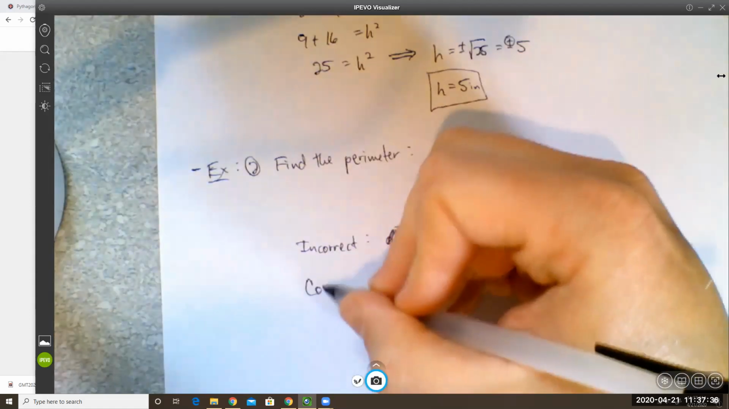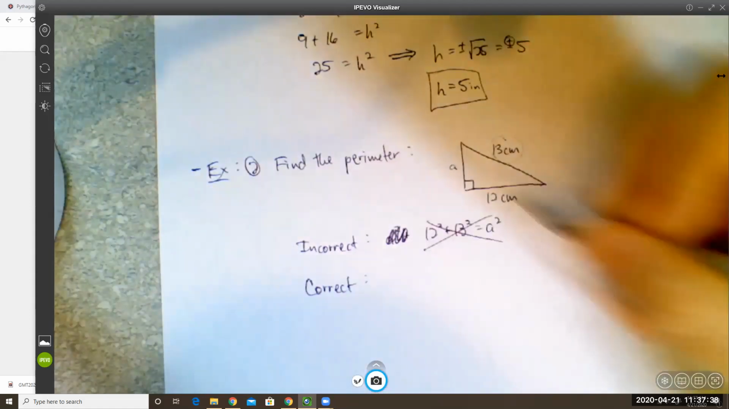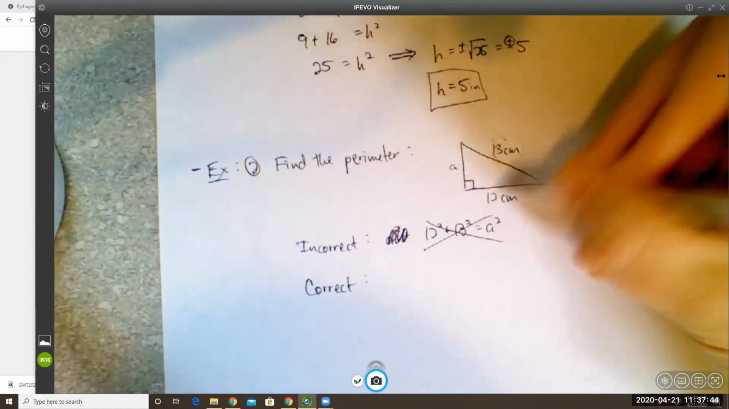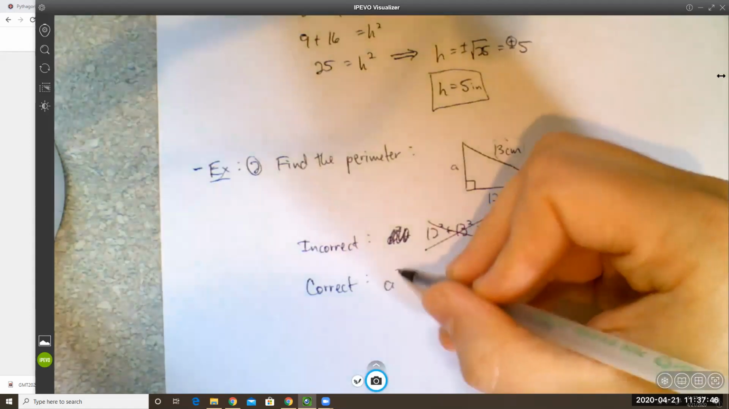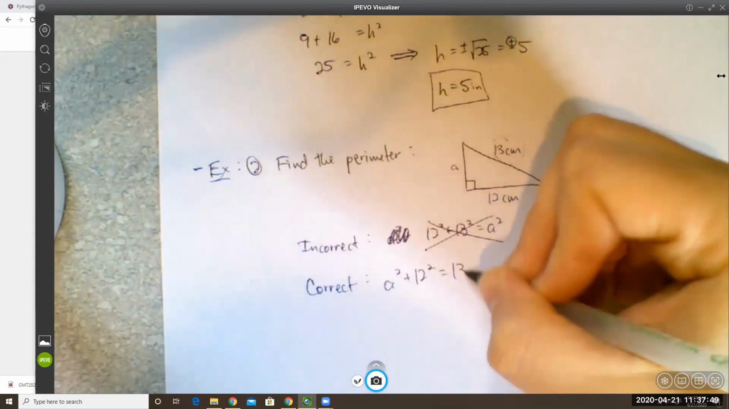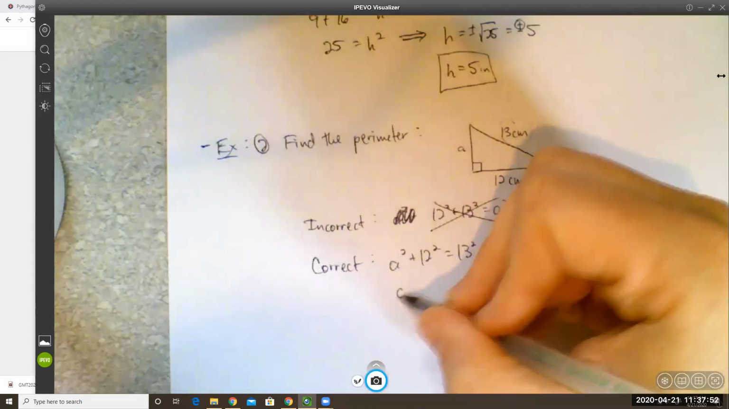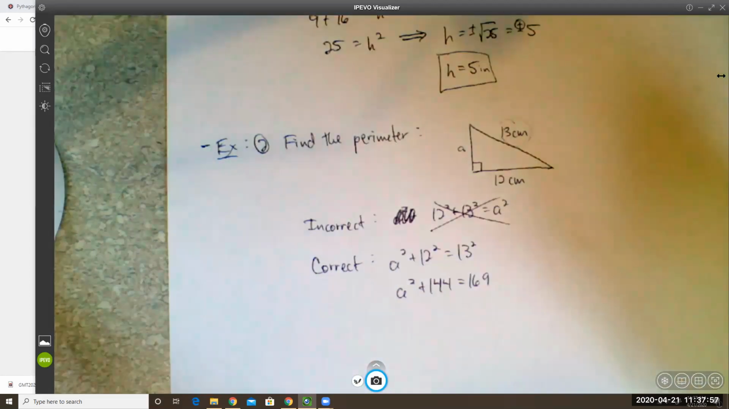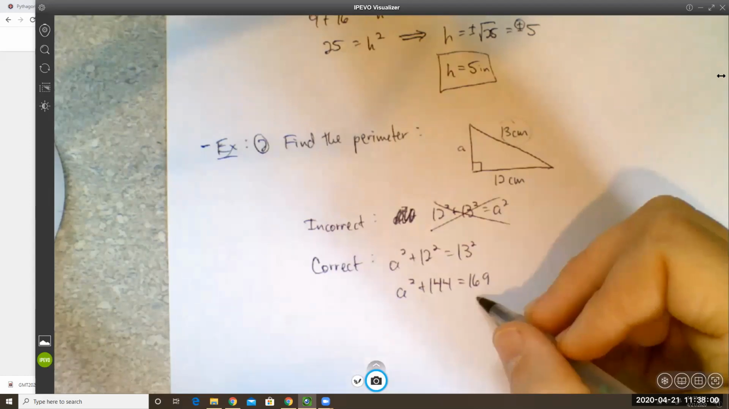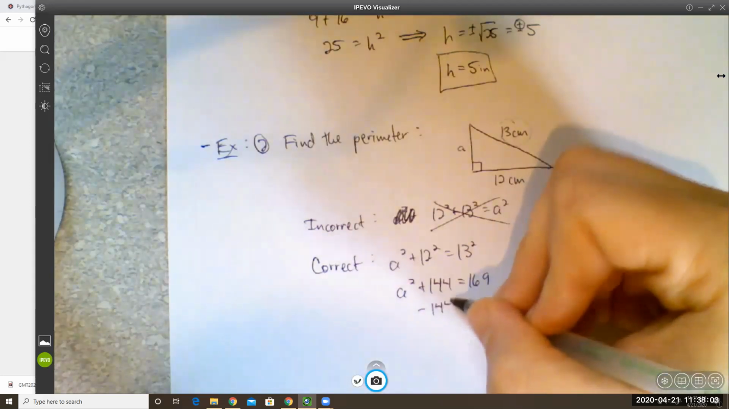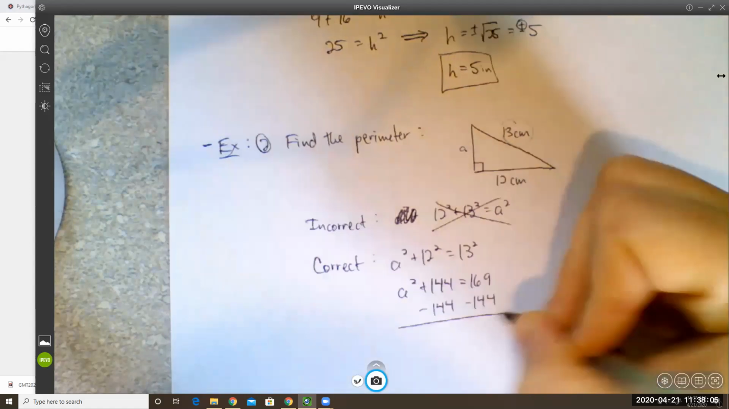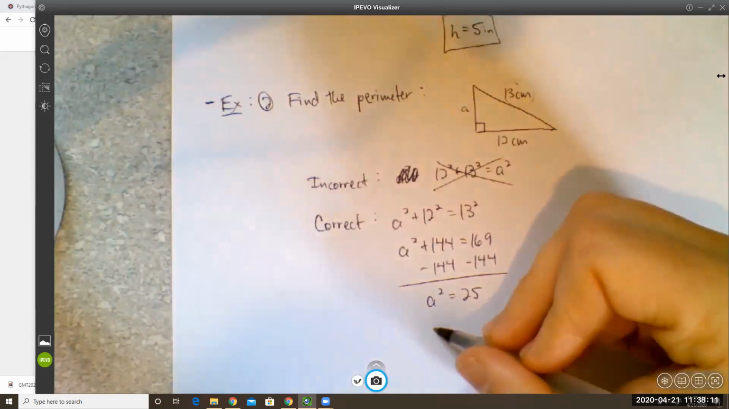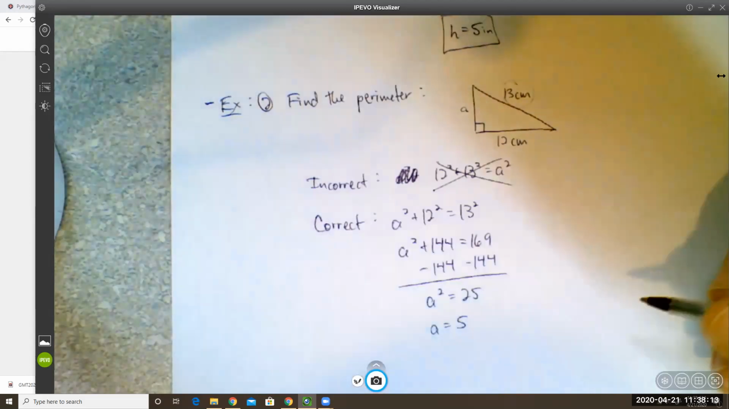The correct thing to do would be to say that a squared plus 12 squared equals 13 squared, right? Leg squared plus leg squared equals hypotenuse squared. Okay, so that means a squared plus 144 equals 169. And then you can subtract 144. So a squared is 25. And then you can take the square root. So a is 5. Oh, we got 5 again.